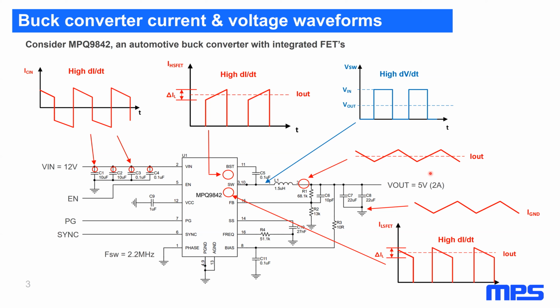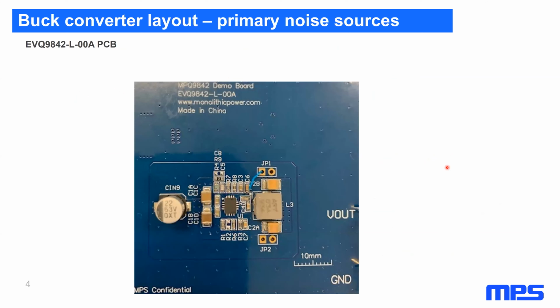it's switching. And then if we were to look at the return current coming back from the load, from our output caps and then back to the low side of the power FET, what we'd see is a current that looks very similar to the inductor current, only it would be on the ground return. So we can take that and apply it to our circuit here and try to understand what we're viewing with our printed circuit board. So this is the MPQ or EVQ 9842 eval board.